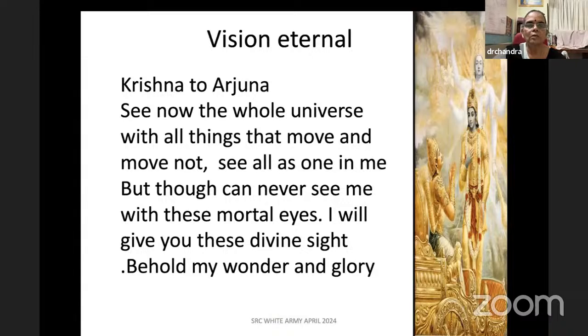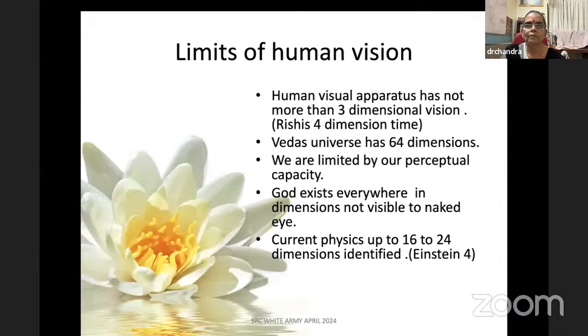So Krishna to Arjuna: See now the whole universe with all things that move and move not. See all as one in me, but thou can never see me with these mortal eyes. I will give you these divine sights. Behold my wonder and glory. So, the limits of human vision.